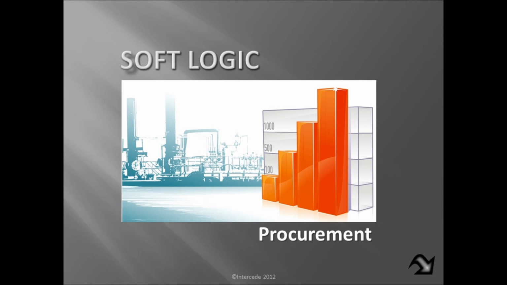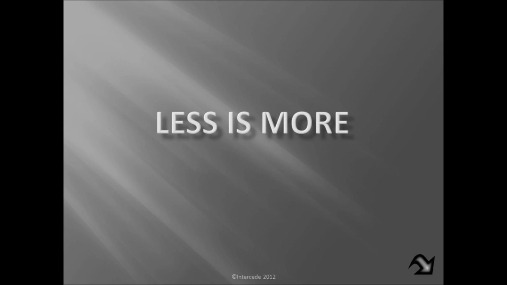Welcome. This is the second installment of a three-part series on the application of soft logic to engineering, procurement, construction projects in the oil and gas industry. The objective of soft logic is to simplify your schedule. So the operative words here are less is more. What we're trying to do is take a lot of extraneous data that might otherwise be on the schedule and take it off schedule and control it in something more appropriate like a spreadsheet or a database.